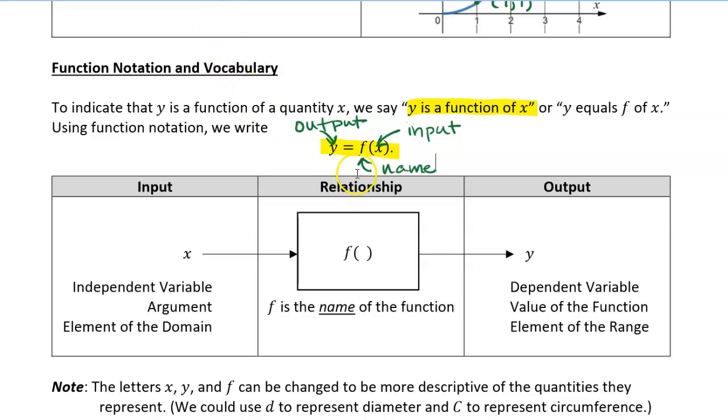All right, so x is the input. It's also called the independent variable, because we can vary it independently, and then y is dependent on x. So x is often called the independent variable, and y is the dependent variable. The input is also sometimes called the argument, and it's an element of the domain. You could call y the value of the function, and it's an element of the range.